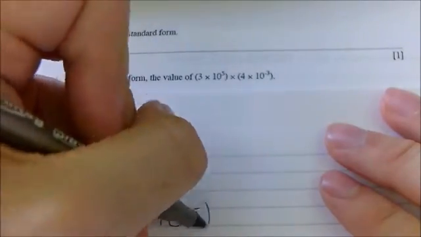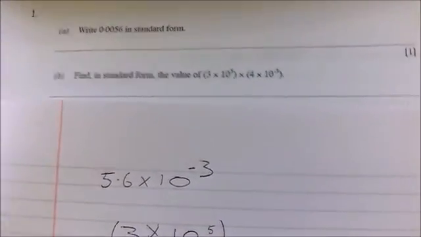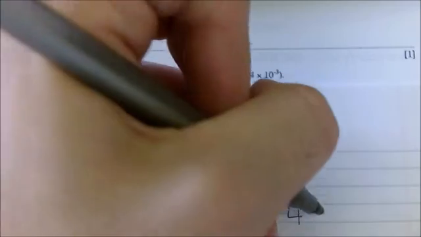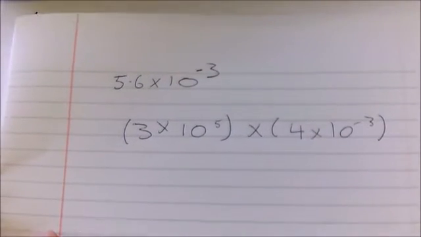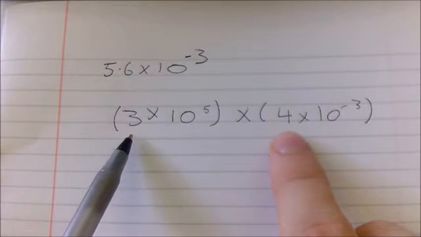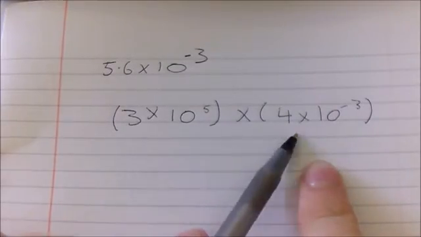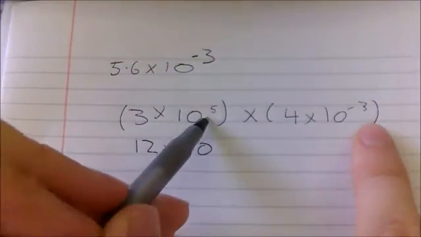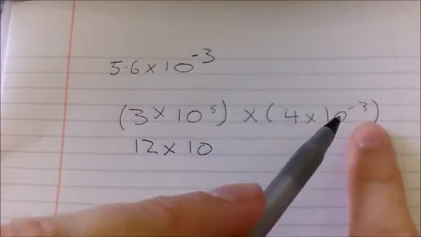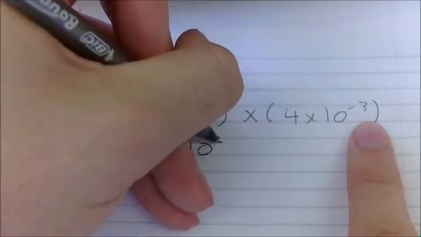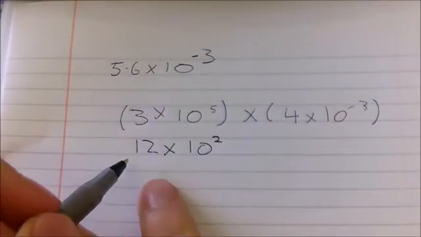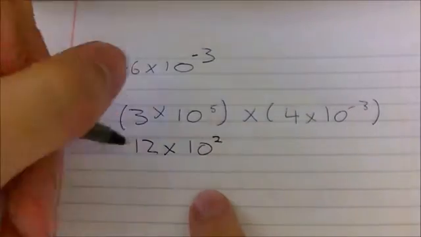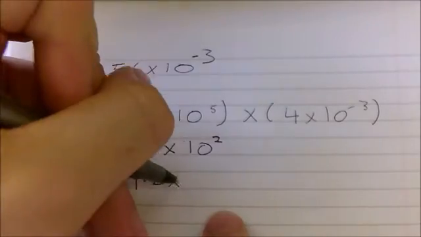So the next question then, write in standard form the value of 3 times 10 to the power of 5 times by 4 times 10 to the power of minus 3. So, with this sort of question, we multiply the base numbers, so 3 and 4, which becomes 12, times by 10 to the power of, and we add the indices, so 5 add minus 3 is 2. However, standard form is between 1 and 10, times 10 to the power of a number. So that's going to be 1.2 times 10 to the power of 3.